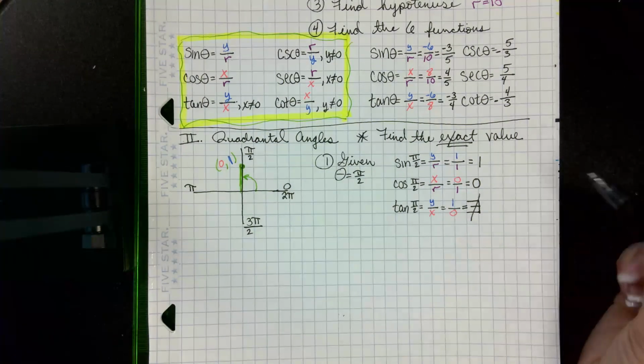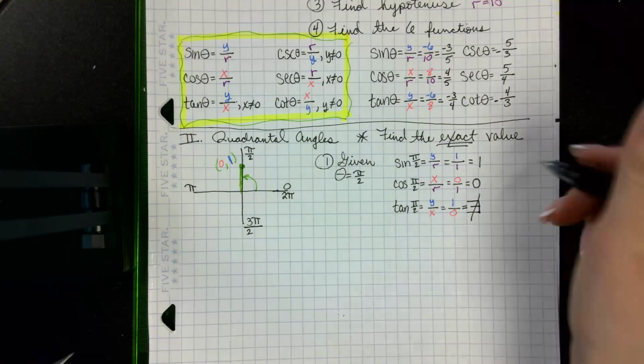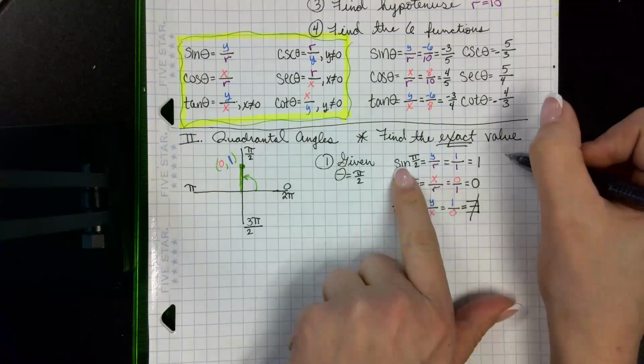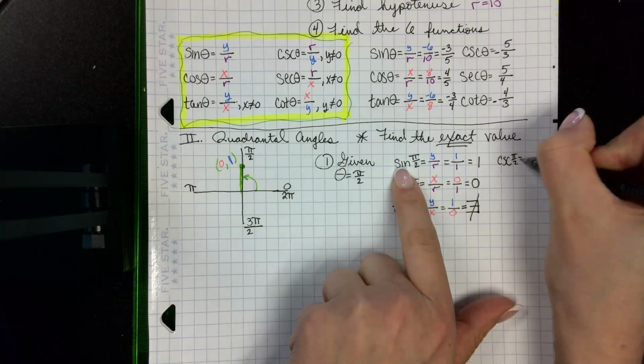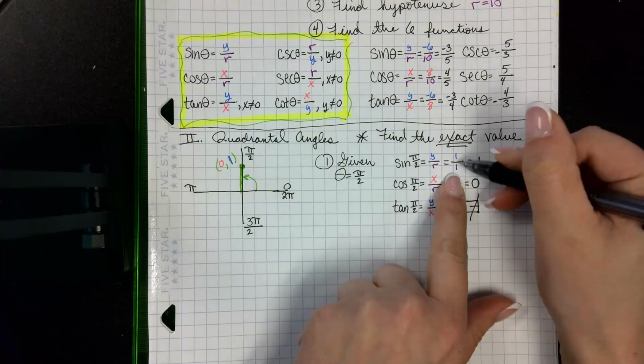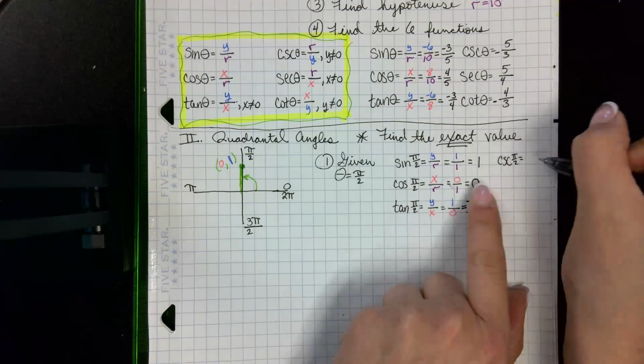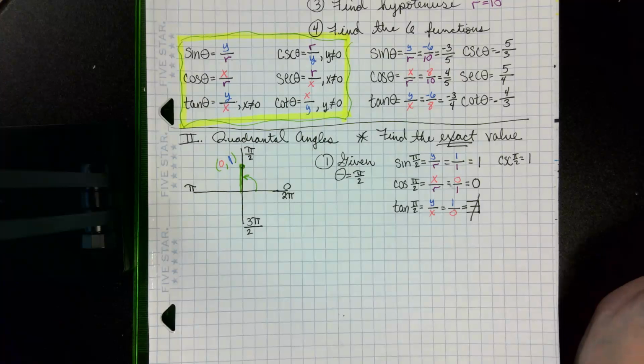Okay, so now that I have those 3, I'm going to write my other 3. So the cosecant, sine and cosecant go together. Cosecant pi over 2. Well, if the sine is 1 over 1, then the cosecant is also 1 over 1, so it's 1.